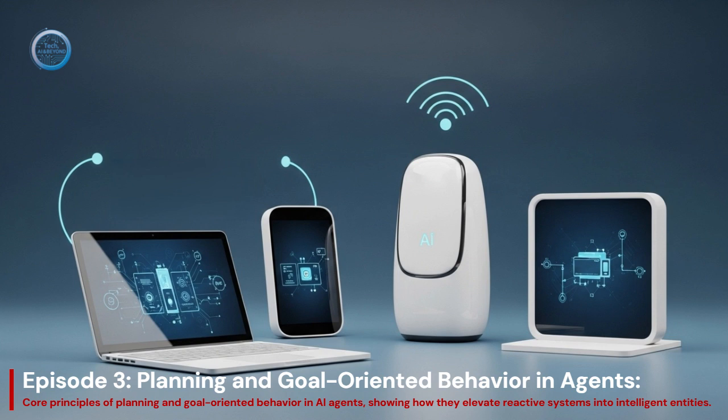How would that work for the drone, then? Can you give an example? Sure. Let's stick with the delivery drone. Its utility function wouldn't just look at arrival. It might be set up like this. You get, say, plus 1,000 points for a successful delivery. Big reward. Okay, makes sense.